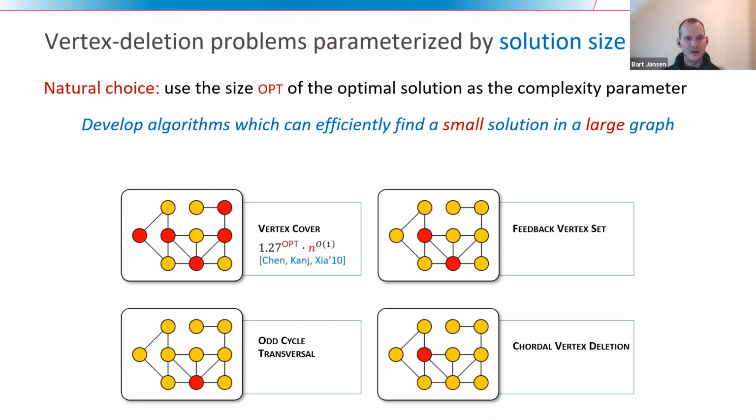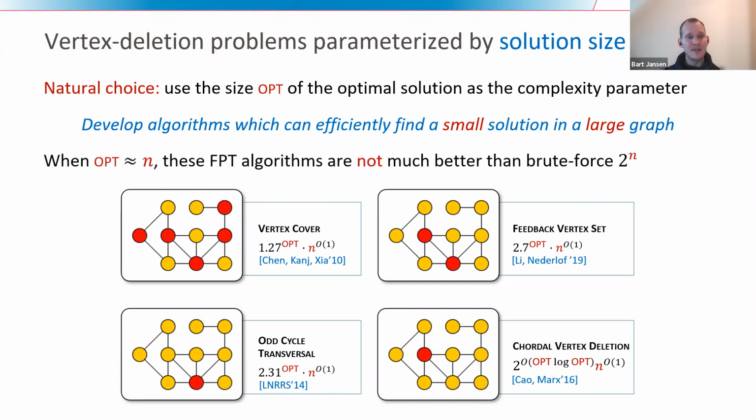You can find a vertex cover in time 1.27 to the power opt times a polynomial in n. Feedback vertex set and odd cycle transversal have similar looking running times, and the chordal vertex deletion problem is also fixed parameter tractable, but here it's not a constant to the power opt, but 2 to the power opt log opt. In any case, you can think of all of these as being algorithms that show if my input is large, but its solution is small, then I can find it efficiently, even though it is an NP-complete problem.